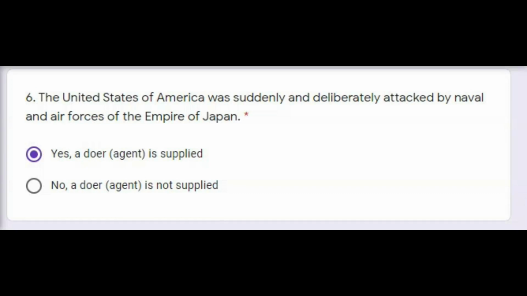The United States of America was suddenly and deliberately attacked by naval and air forces of the Empire of Japan.